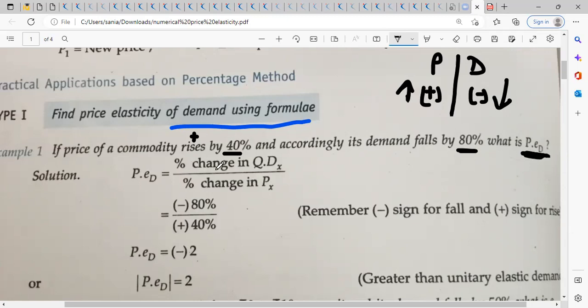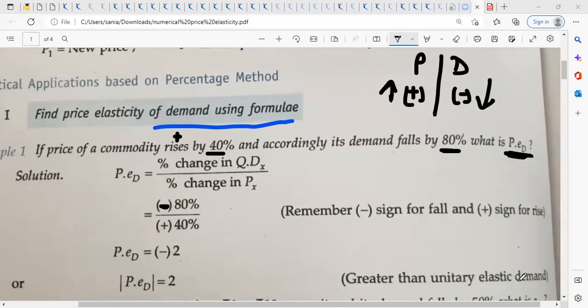You have the formula: percentage change in QD divided by percentage change in price. So what is this percentage change in QD? It is minus 80. Why? Because it is falling. But your price was rising, so it is plus 40. Just a minute. So when you solve it, you will get minus 2. So you are going to ignore this minus, and it will be greater than unitary elastic demand. So just write it down and then I'll explain to you why you are writing this.